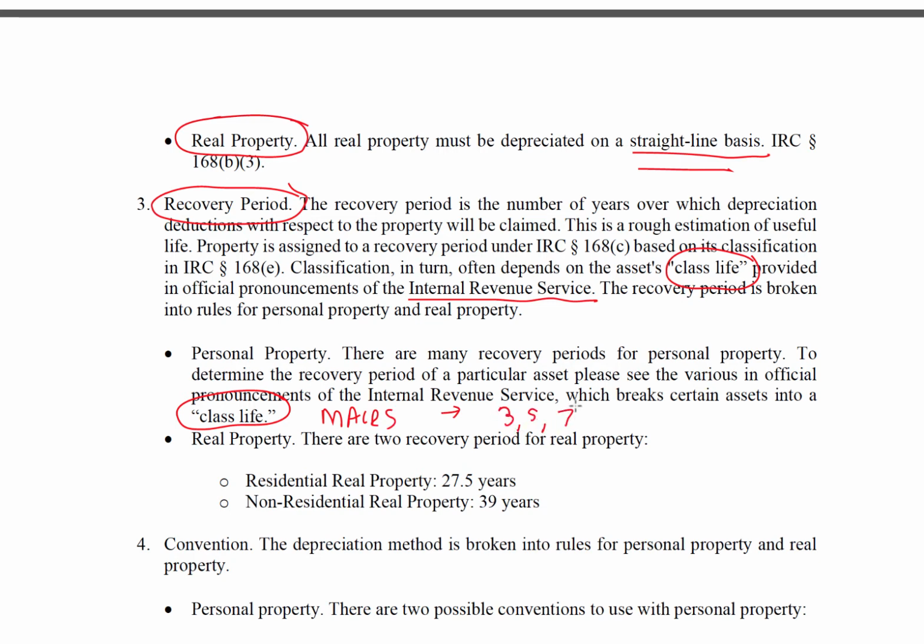Now, if you are a 3-year class life, you actually depreciate over 4 years. And I'll explain this under the convention later on. If you are a 5-year class life, you actually depreciate over 6 years. And if you're a 7-year class life, you actually depreciate over 8 years. Now, there's also 9. It's usually odd numbers, but these are the most common, 3, 5, and 7. Most of the business assets out there are 3, 5, and 7. 5 and 7 especially. All right?